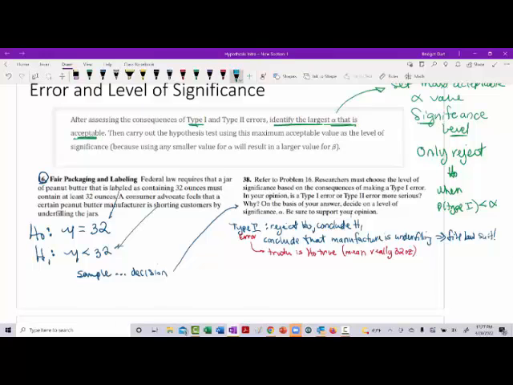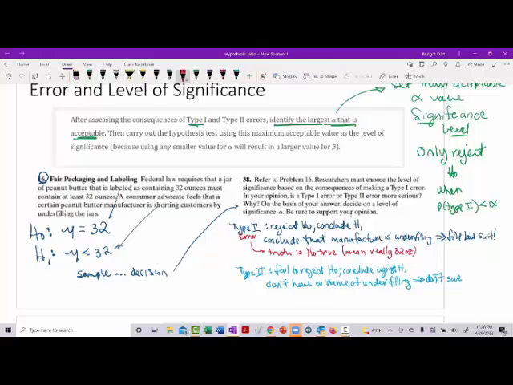What's the consequence of a type 2 error here? A type 2 error is when we fail to reject the null hypothesis, which means that we conclude essentially kind of like against H1. We say that we don't have evidence of underfilling. And so we don't file that lawsuit, right? We don't sue them. We don't file that lawsuit.